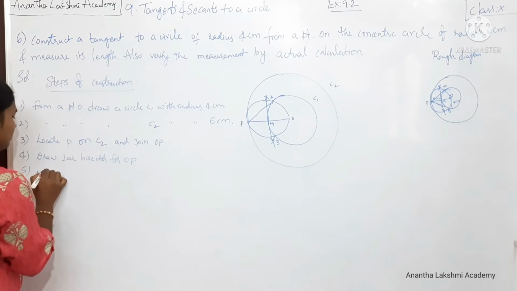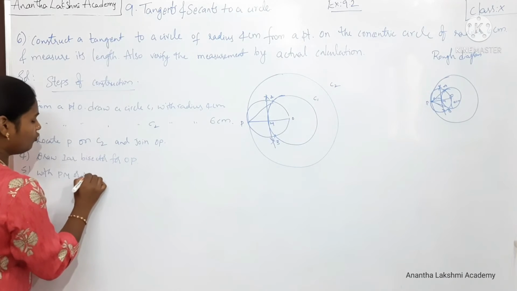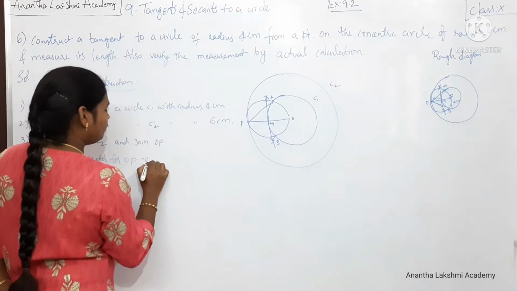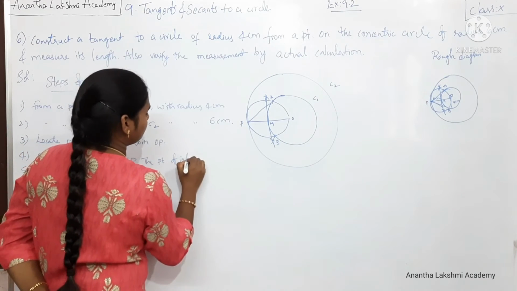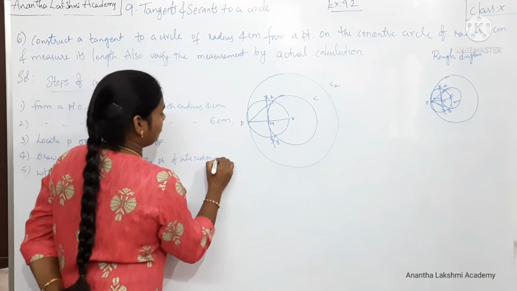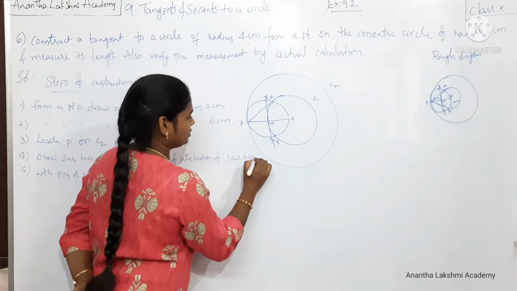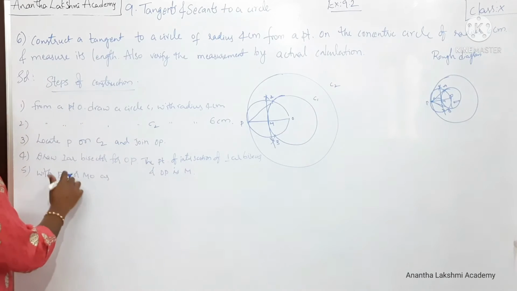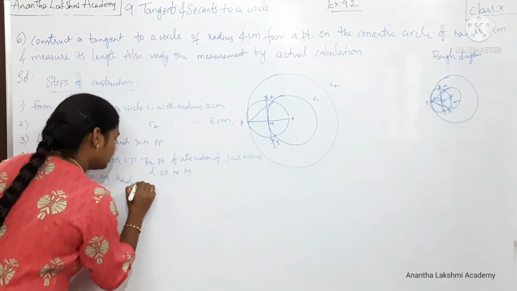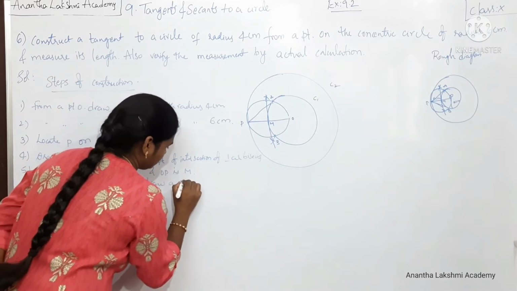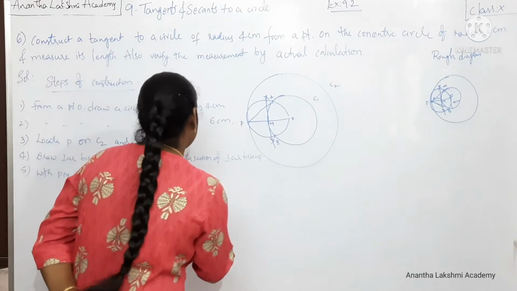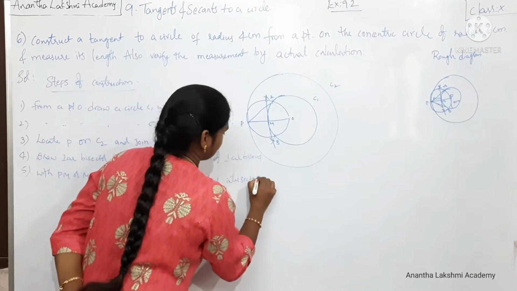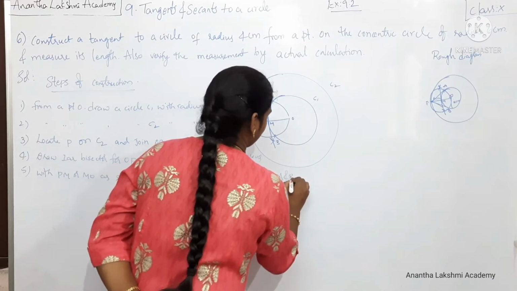Fifth point, with PM or MO as radius. Here you need to write point M, the point of intersection of the perpendicular bisector and OP or PO is M. With PM or MO as radius, draw a circle which intersects C1 at A and B.